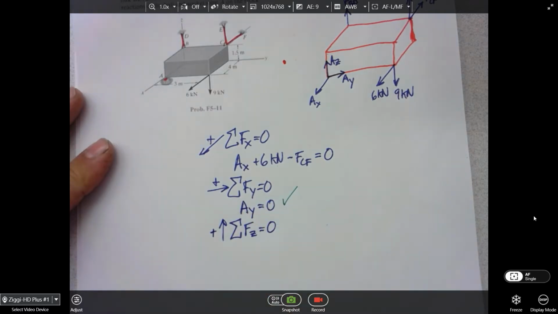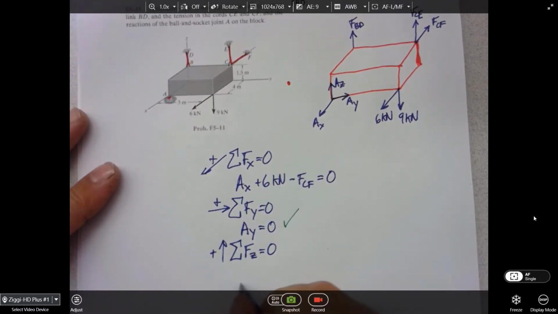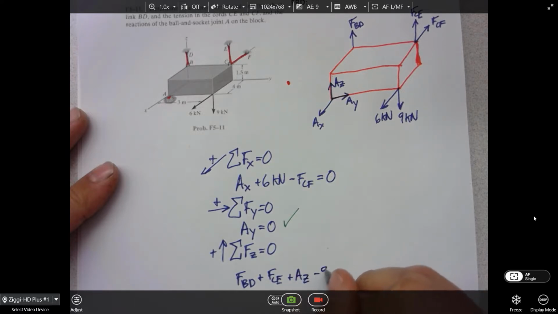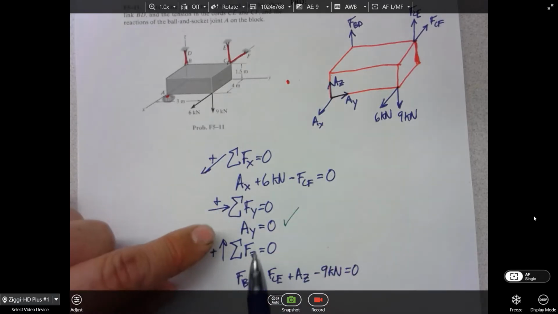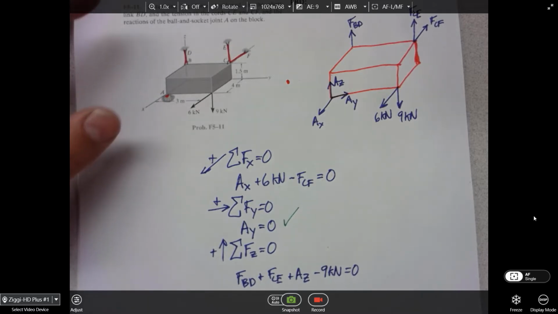Sum of the forces in Z. We got a whole lot of them, right? Looks like we have FBD plus FCE plus AZ minus 9, right? Equals 0. So I have 1, 2, 3, 4, 5 unknowns, and I have 2 equations. Can't solve it yet, right? Okay. Moments.